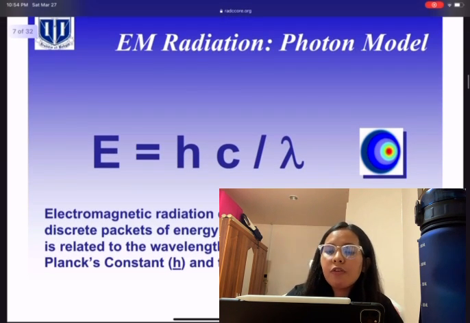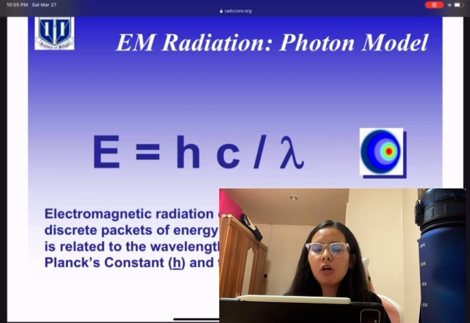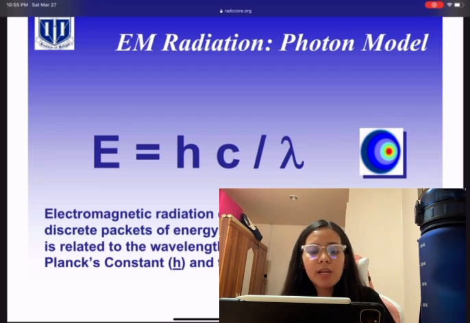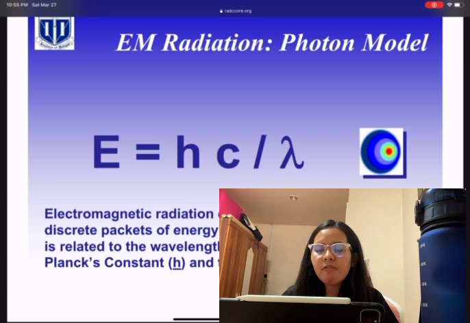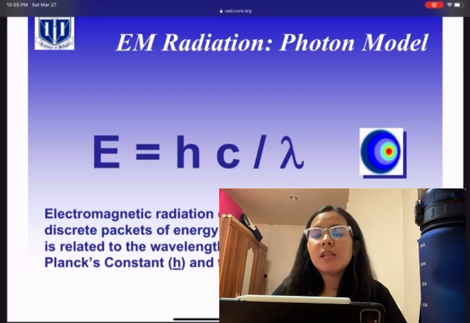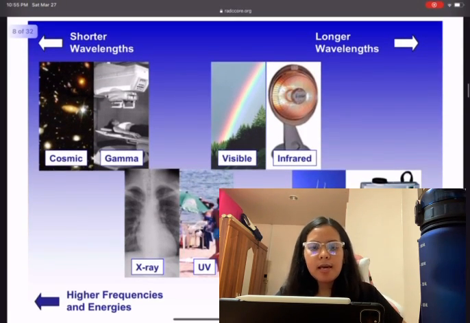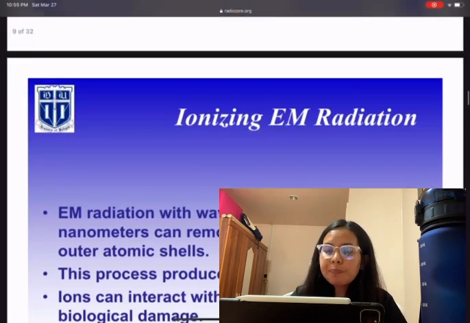For the photon model, electromagnetic radiation can also be described as discrete packets of energy called photons. The energy is related to the wavelength in the wave model through Planck's constant and the speed of light. So yes, there are the pictures.